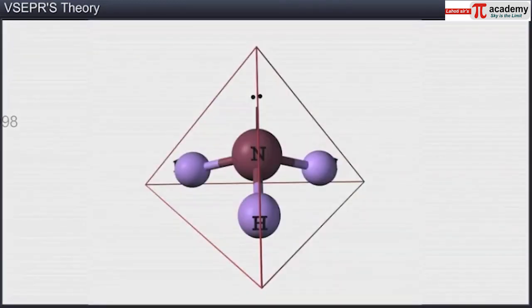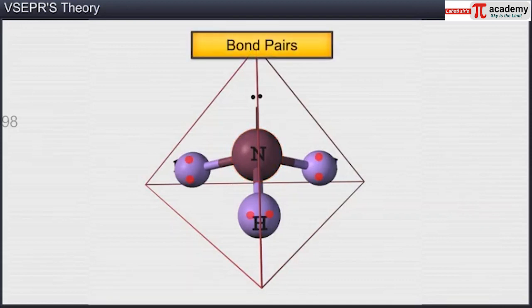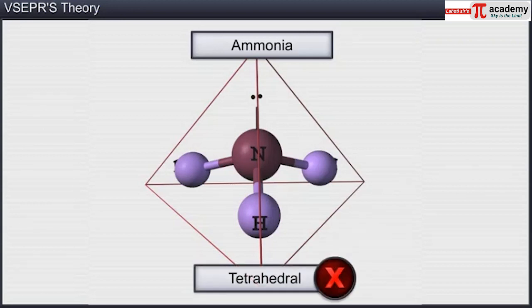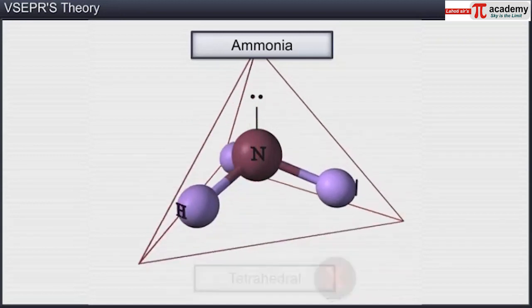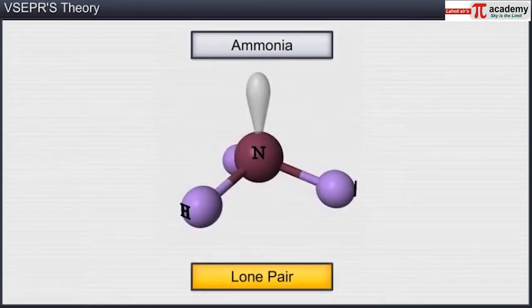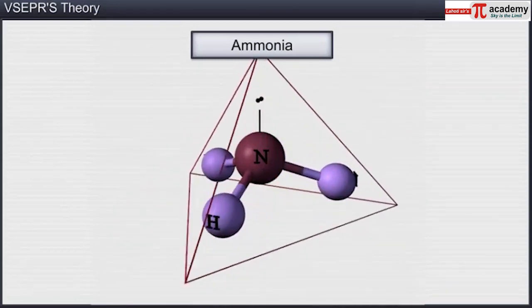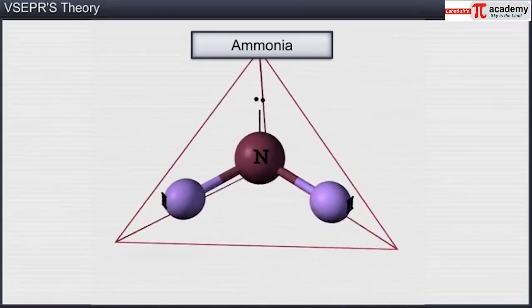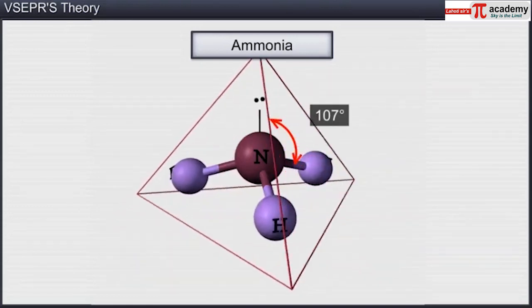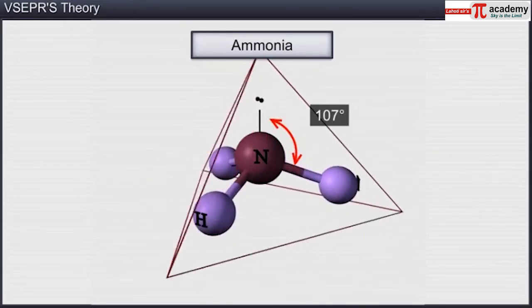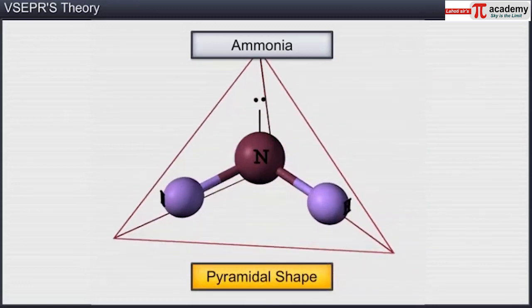In ammonia, the central nitrogen atom has 3 bond pairs of electrons and 1 lone pair of electrons. The ideal geometry of the molecule with 4 pairs of electrons would be tetrahedral. However, the lone pair of electrons repels the NH bonded electron pairs, thus reducing their bond angle to 107 degrees and giving the molecule a pyramidal shape.